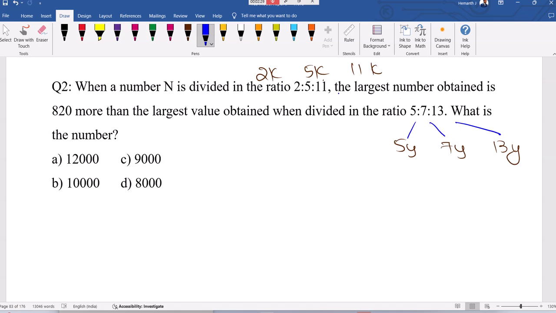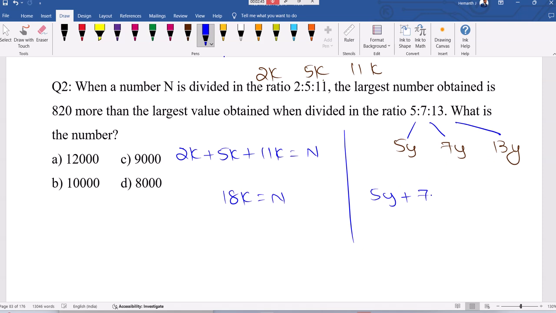The same number is divided. So adding all those 2k, 5k, 11k should give that number n. Means 18k should be equal to n. In fact, adding all of 5y, 7y, 13y should also lead to the same n. Adding 25y should also be equal to n. So my answer should be divisible by 25 and 18, that is 450. All these are 450 multiples. I think option C is a bit suitable. We'll see if a 450 multiple is required. I'm thinking option C. Let me check it out.